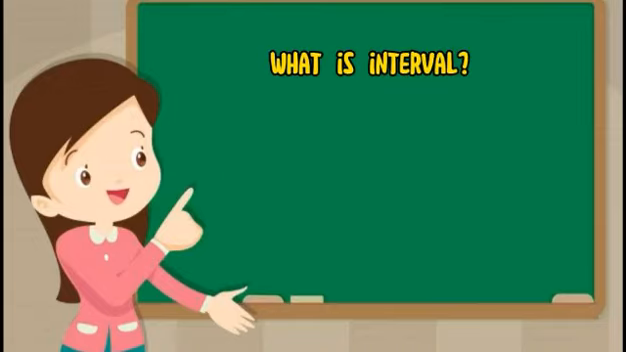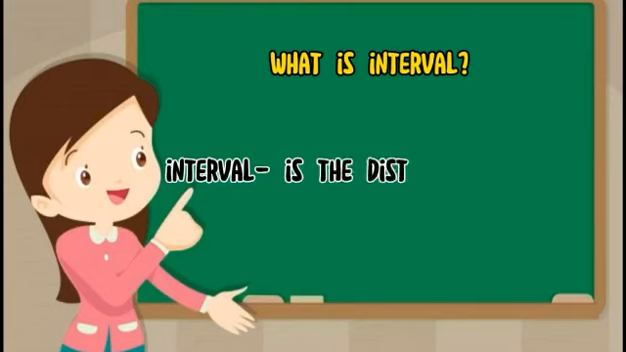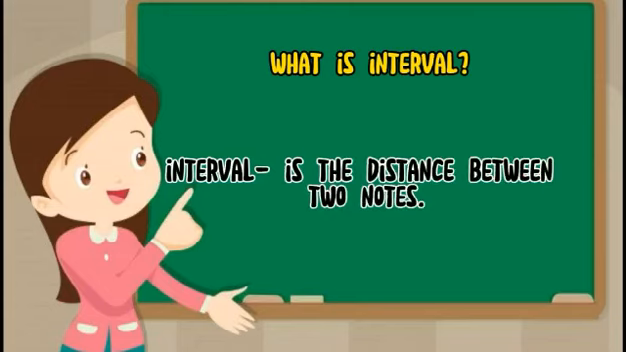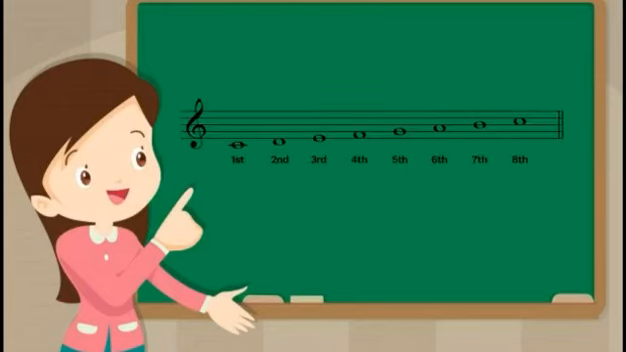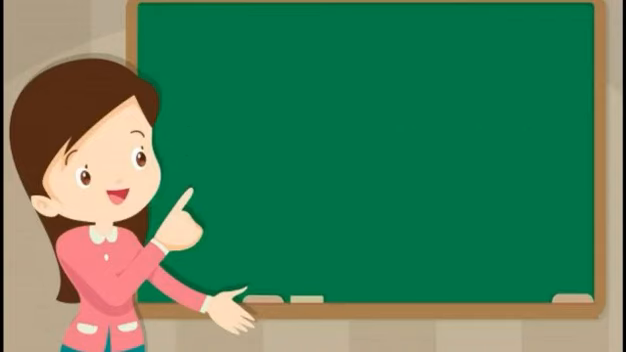Now, let's define what an interval is. An interval is the distance between two notes. The notes of a major scale are numbered from 1 to 8. This signifies the intervals. We call these numbers scale degrees.